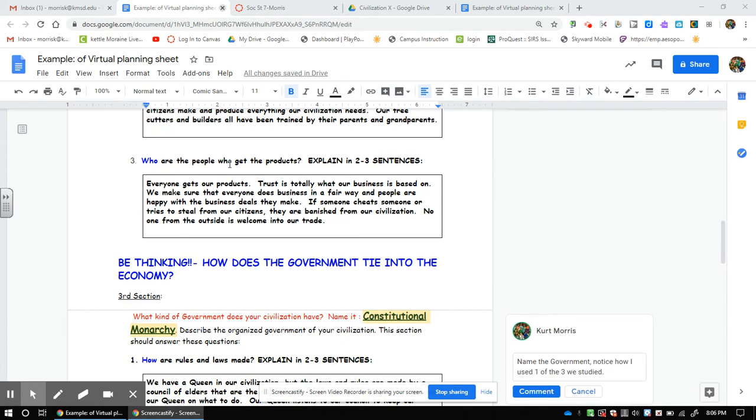Who are the people who get the products? Well, as you know, with traditional, everybody in our group, everybody in our civilization gets the products. Trust is totally what our business is based on. We make sure that everyone does business in a fair way and people are happy with the businesses that they deal with. If someone cheats someone or tries to steal from them, just like in a traditional economy, they're banned. No one from the outside is welcome to trade in our group. So again, I use traditional economy.